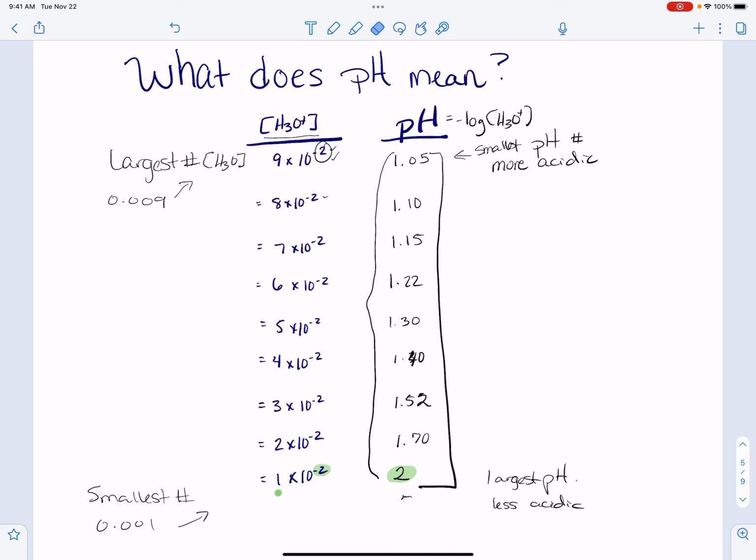And in a way, it's like comparing exponents. But just make sure that you realize that a larger concentration of H plus will lead to a more acidic solution, which is a lower pH. And that's because of the negative in the equation right there. They set it up that way.